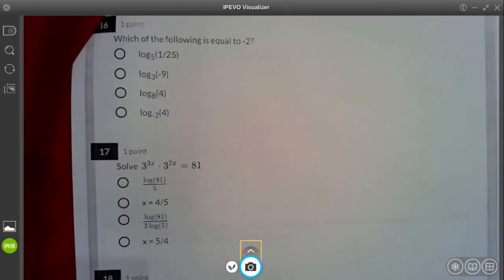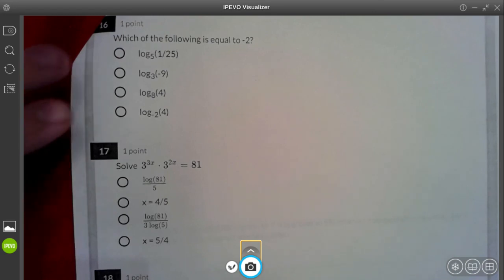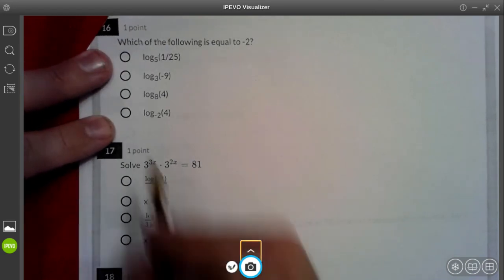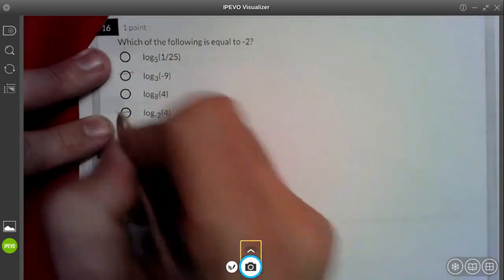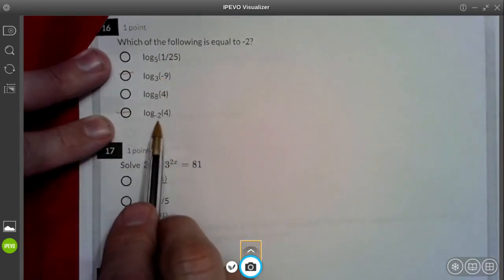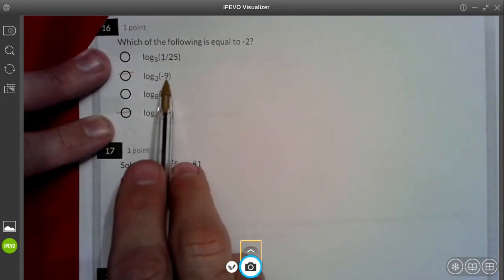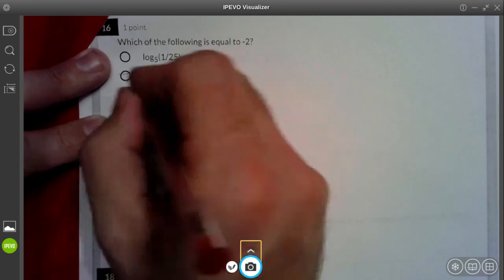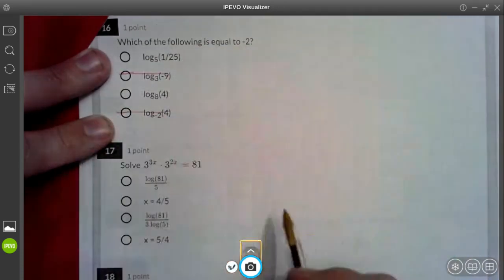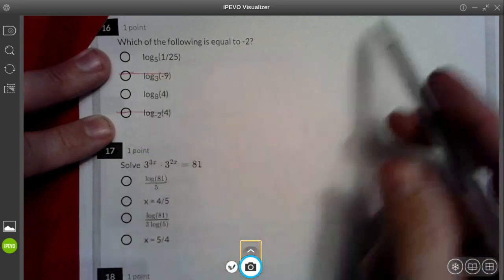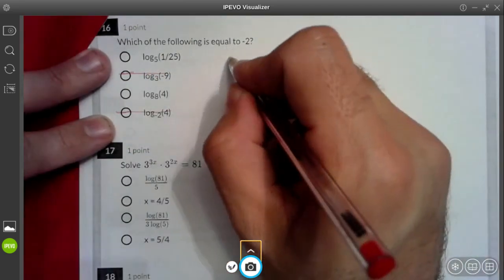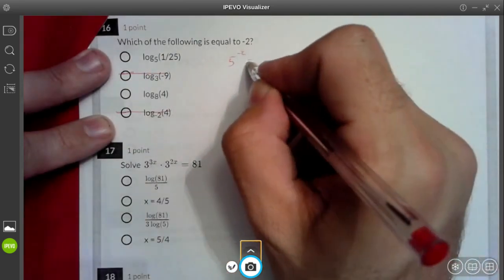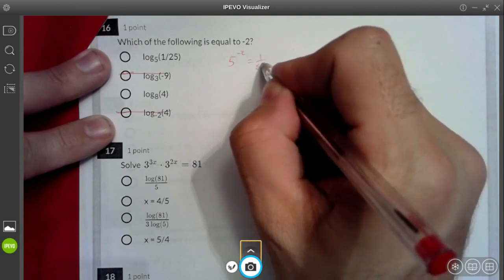All right, number 16, which is equal to -2? So hopefully you can rule out these two from the beginning, because you can never have a base that's negative, and you can never take the log of something negative. That's why those two are out. A is the answer, and that's because 5 to the -2 is equal to 1/25.